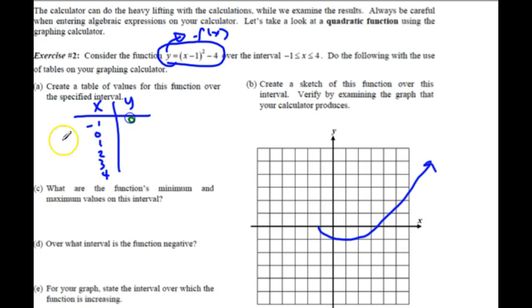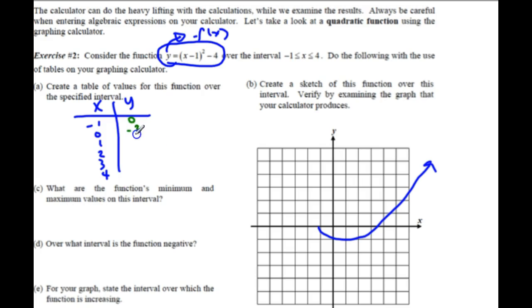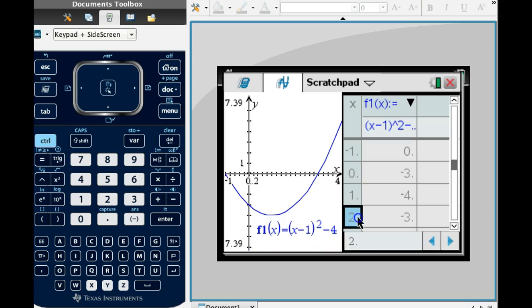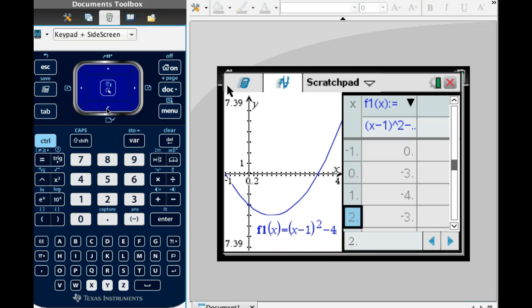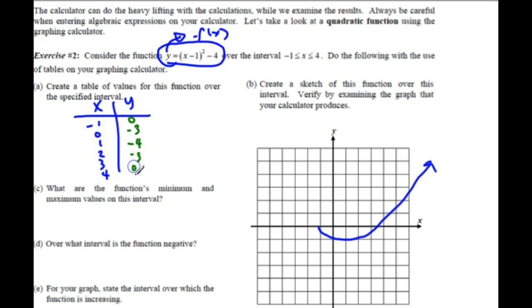So I'm just going to fill in these blanks. At -1 it's 0. At 0 it's -3, then -4. This becomes -3, -4, -3. And then let's move down to 3, 0, and 5. What are the function's minimum and maximum values on these intervals?